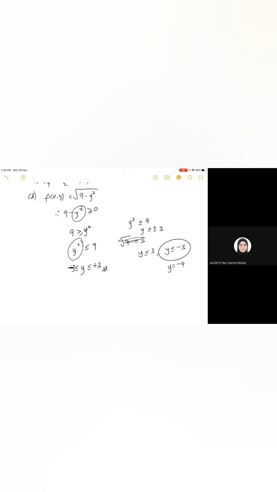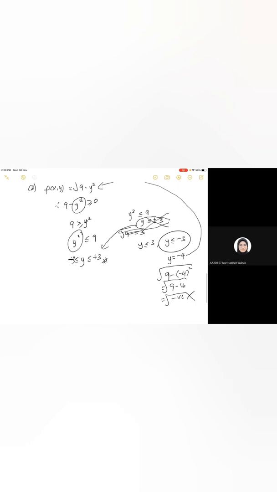Negative 4 is smaller than negative 3. So I substitute this value into this equation. I will get 9 minus negative 4 squared, which is 9 minus 16, which will be a negative number. So it is undefined. So actually when you open the brackets, you must do it this way, not this way. Understand? So when you do this, y is greater than or equal to 3.